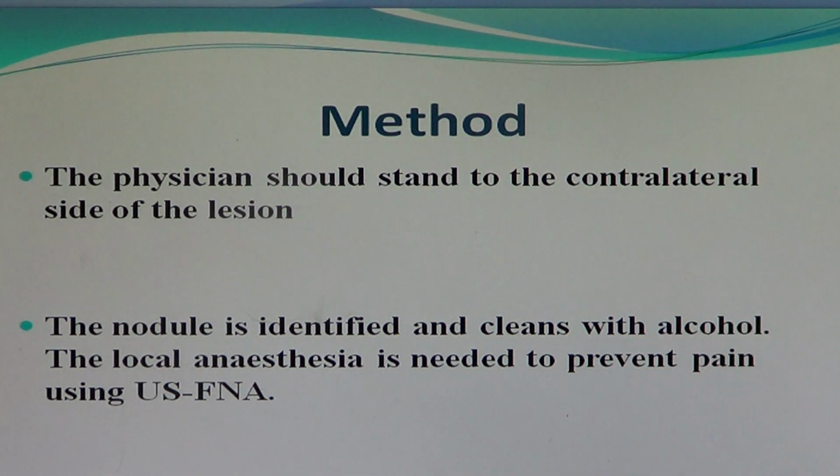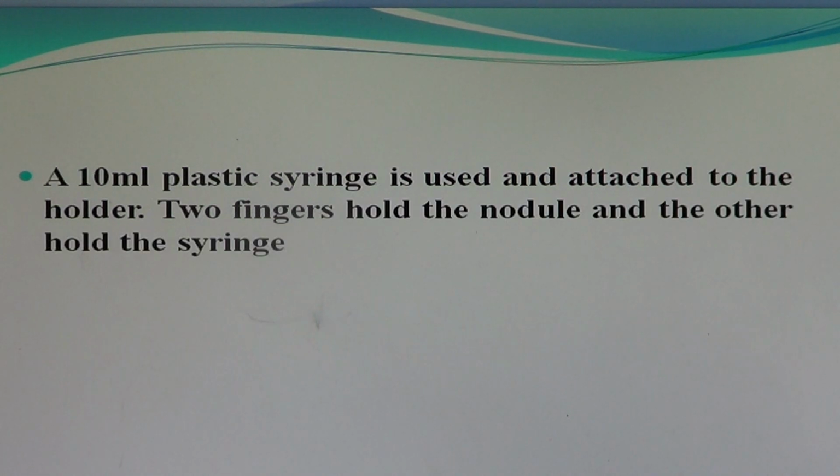Method. The physician should stand to the contralateral side of the lesion. The nodule is identified and cleansed with alcohol. Local anesthesia is needed to prevent pain using ultrasound FNA. A 10 ml plastic syringe is used and attached to the holder. Two fingers hold the nodule and the other two hold the syringe, as we have seen in the last slide.